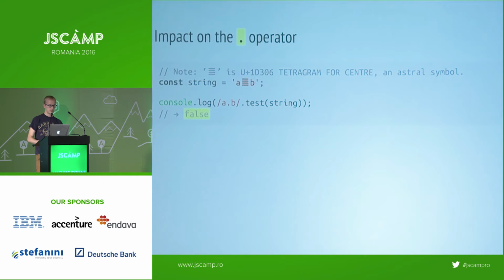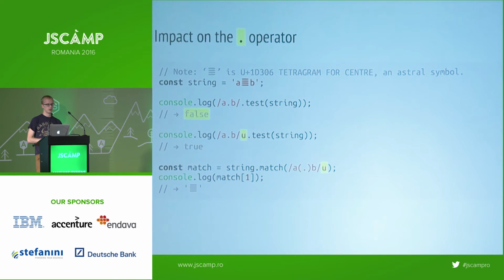This is just a little bit confusing. Now, if you enable the u flag, though, it works the way you would expect it to do. So with the u flag set, the dot operator matches those astral symbols as well.